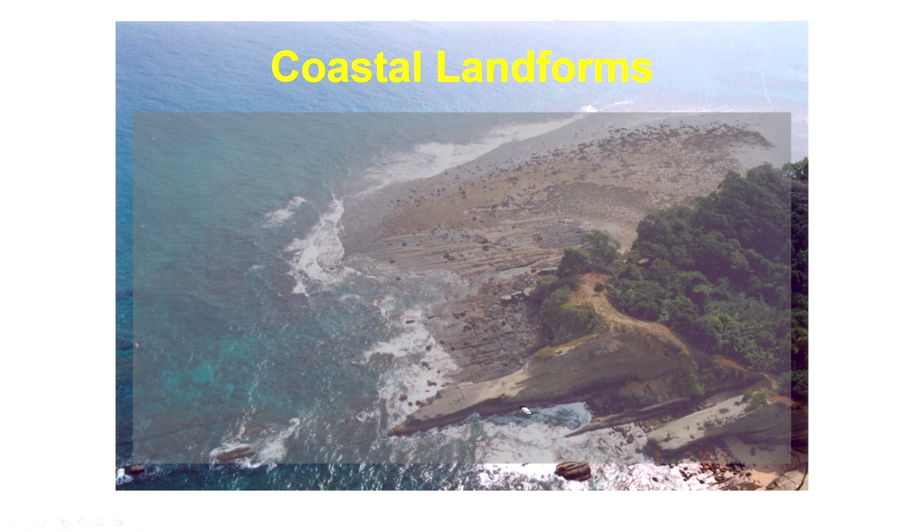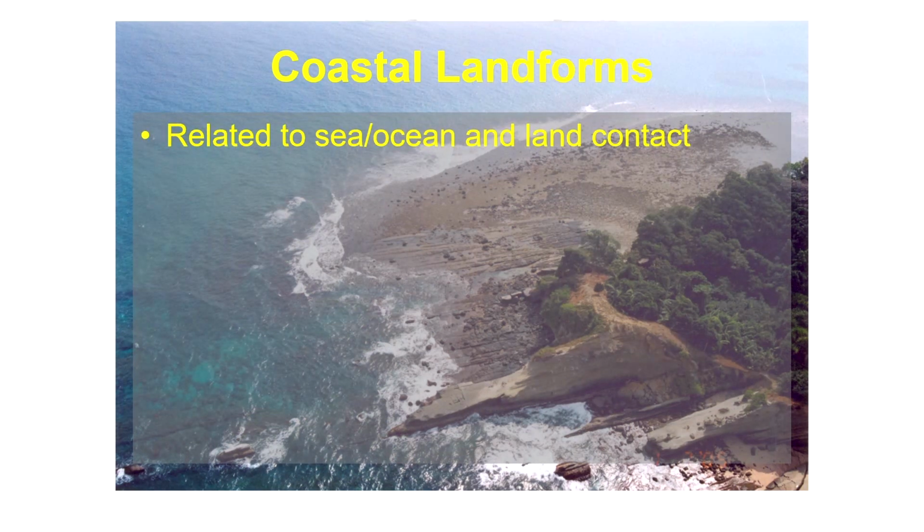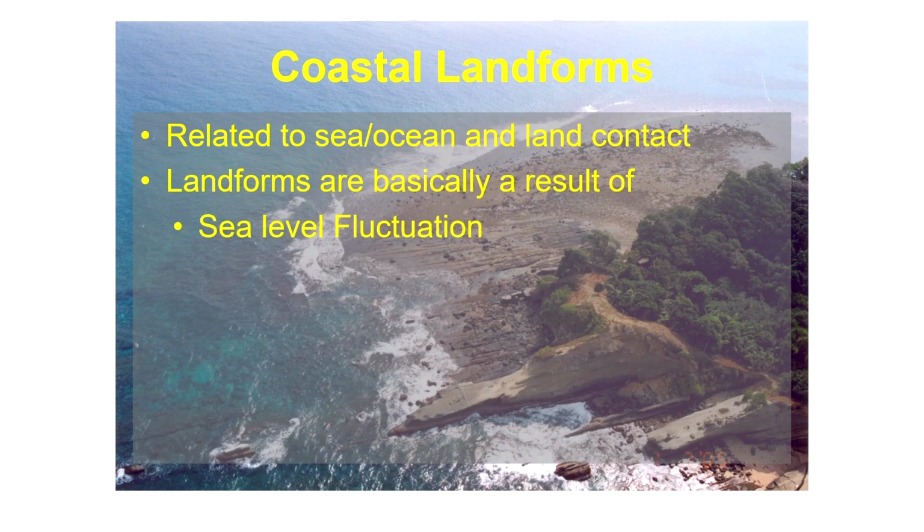Now, coastal landforms are related to the sea, ocean and land contact, because, as I told in the previous lecture, this will depend upon the wave action and all that. Landforms are basically a result of erosion as well as sea level fluctuation. If the sea level goes down, you will see different landforms. If sea level goes up, you will see different landforms, but the most common will be your terraces.